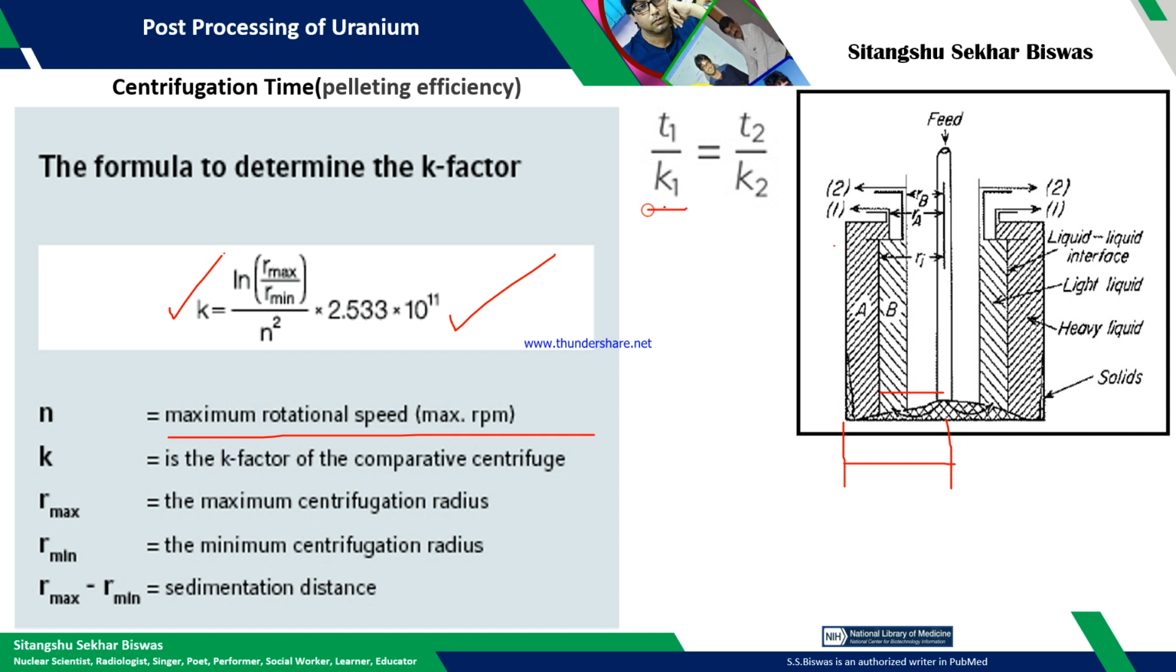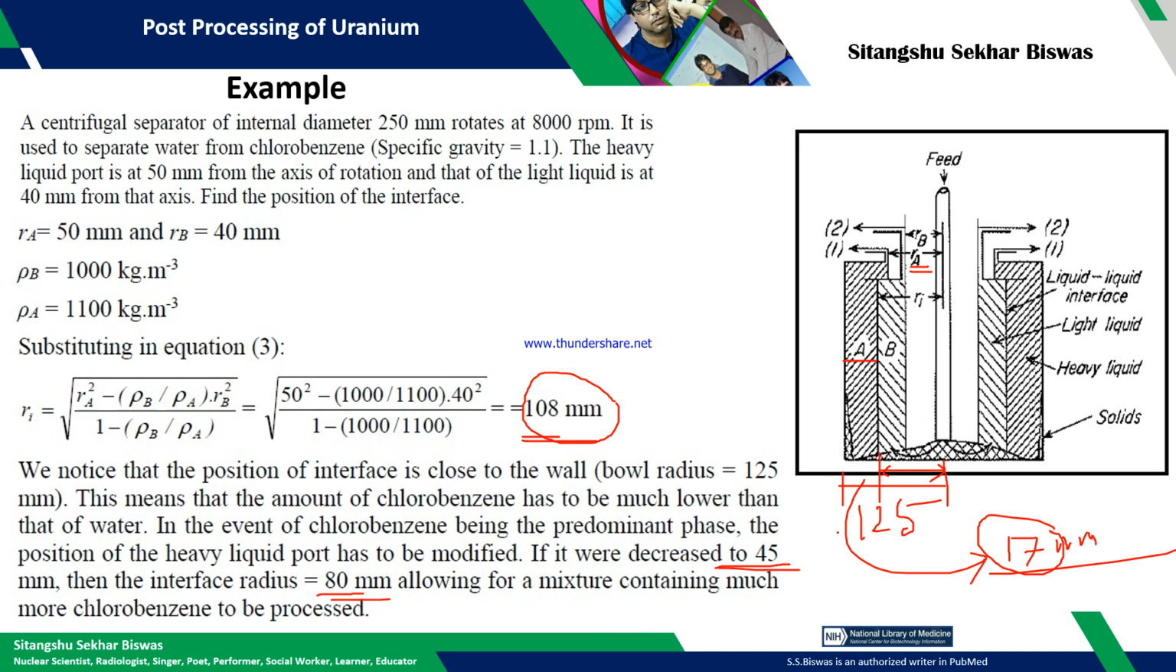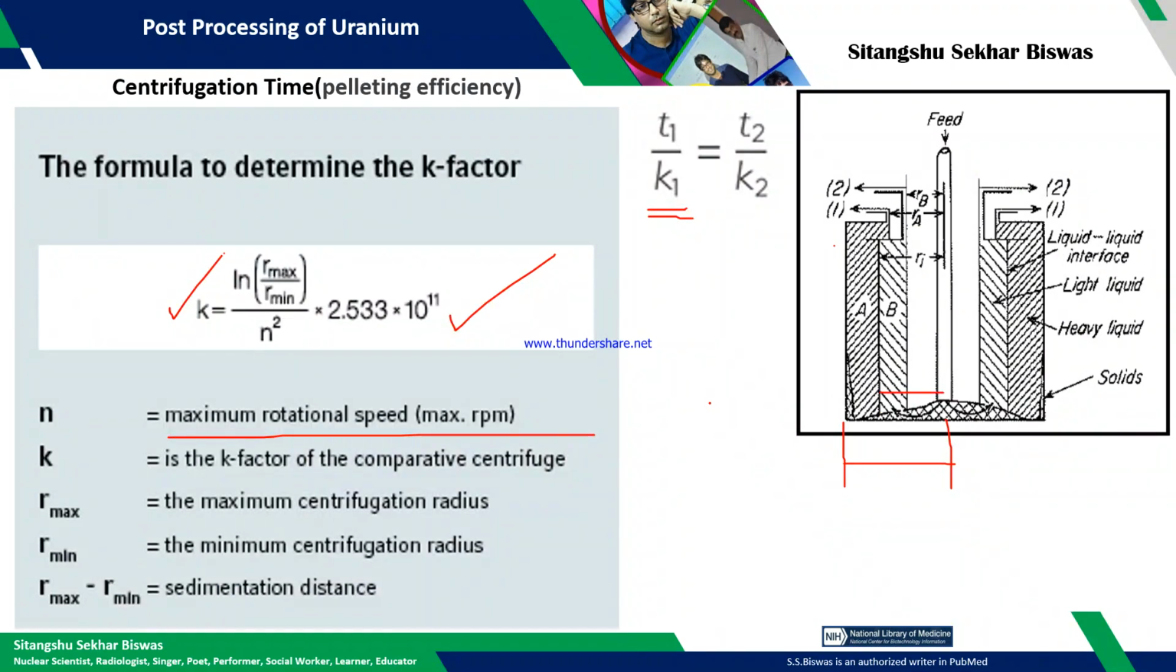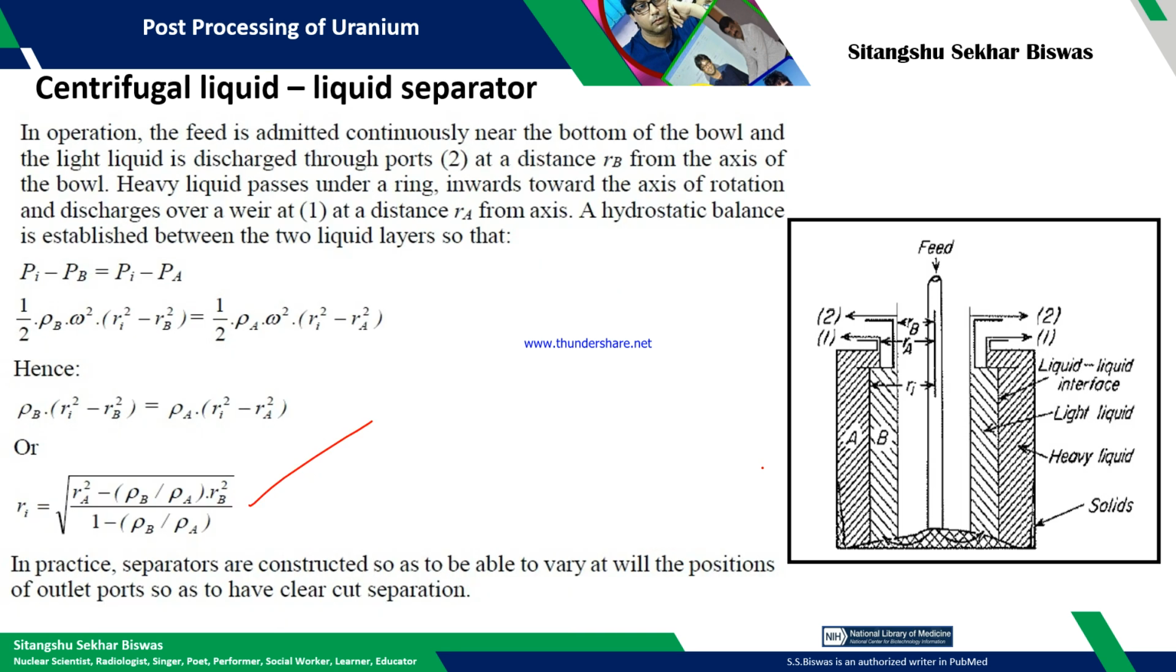So for that the K is K1 and the time taken for equilibrium is T1. Now you consider the liquid which has very little density difference. For that, numerically or analytically, you can find out this R max and R min, so you can find out the K2. So your T1 is known, K1 is known and K2 is known. Now you can find out the T2. So this is the method. I will show the slides once again.